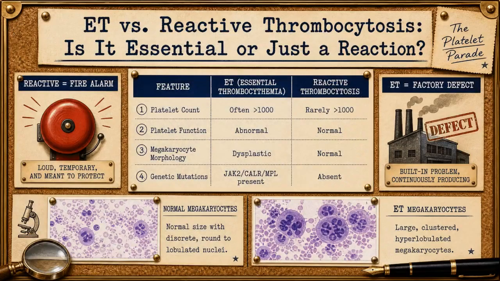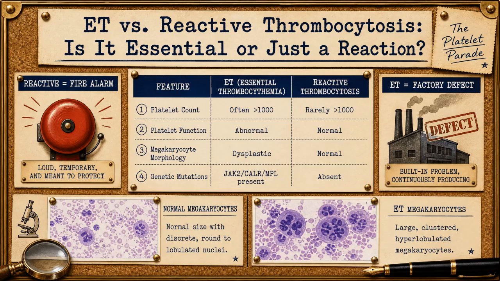Alright, histotechs, just like we had to differentiate CML from a leukemoid reaction, it's equally crucial to distinguish essential thrombocythemia, ET, from reactive thrombocytosis. Both conditions present with an elevated platelet count, but their underlying causes, clinical implications, and management are vastly different. Reactive thrombocytosis is far more common, so knowing how to tell them apart is a fundamental skill.